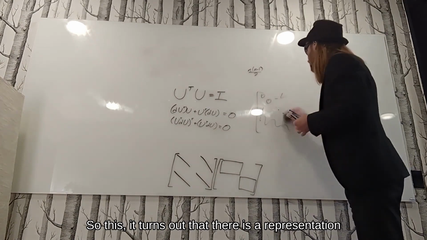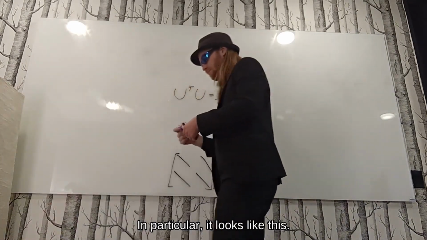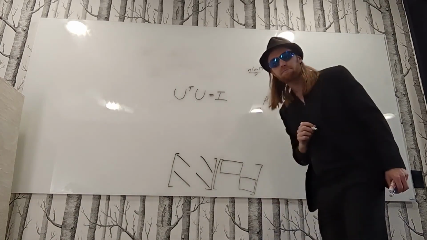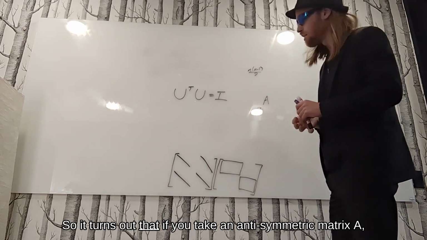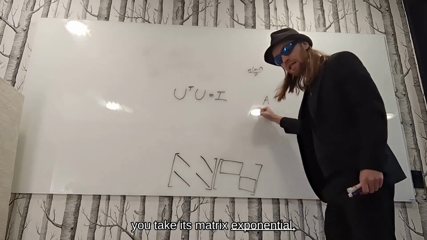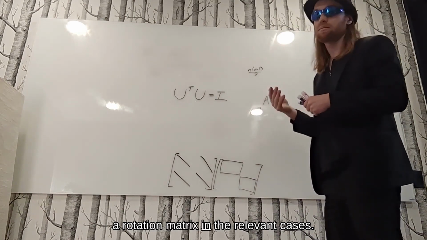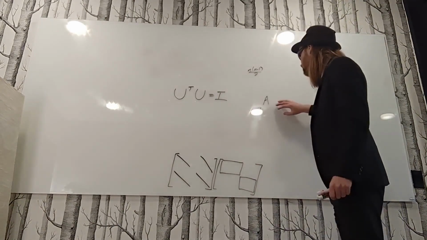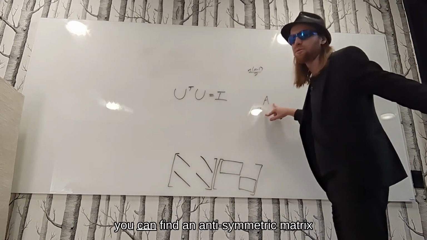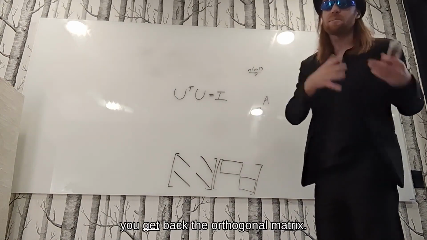It turns out that there is a representation which lets us do this. In particular, it looks like this. Take a matrix exponential of any antisymmetric matrix A. If you take an antisymmetric matrix A and take its matrix exponential, that gives you an orthogonal matrix, or a rotation matrix in the relevant cases. And conversely, for any orthogonal matrix, you can find an antisymmetric matrix such that when you take the matrix exponential of that antisymmetric matrix, you get back the orthogonal matrix.